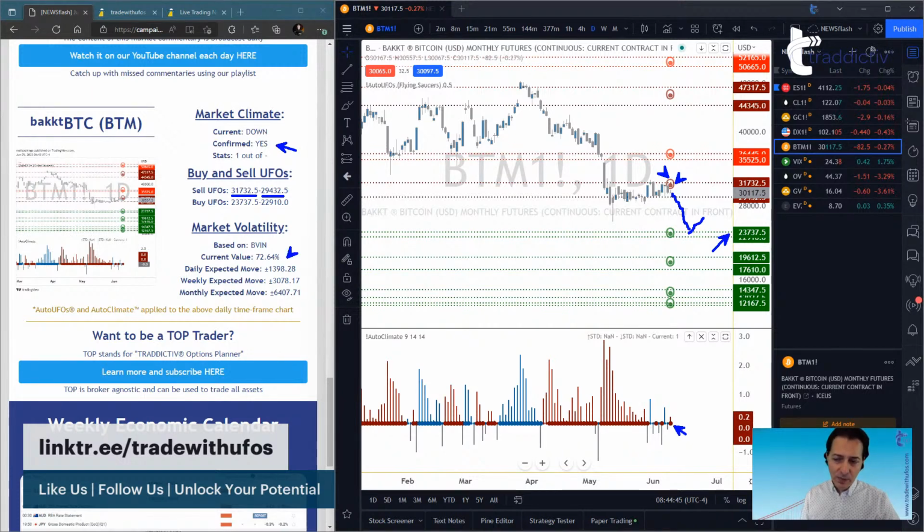Speed of movement, implied volatility, BVIN point at 72%. That is 1,398 points either up or down in a day, 3,000 per week, 6,000 plus up or down in a month. Okay. Very good.